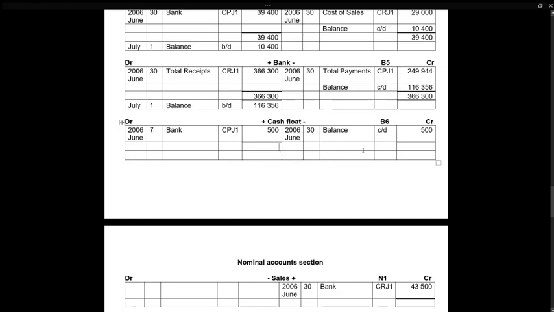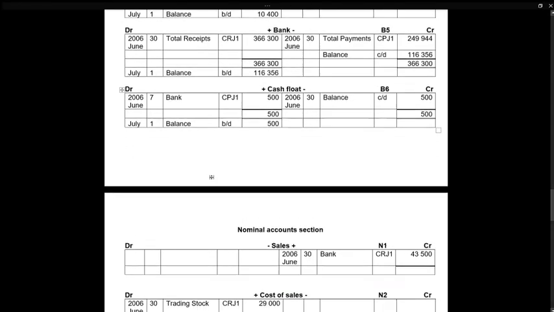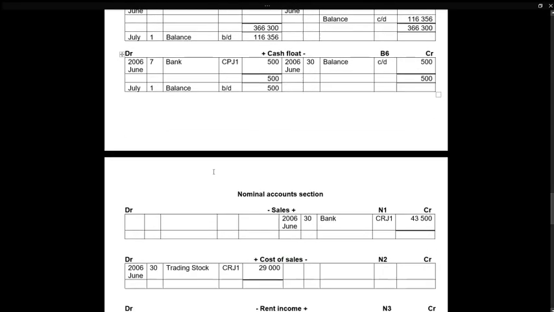So, to confirm that the two sides are equal, let's total them. 500, 500, my new opening balance will be 500. Opening balance is always brought down. Details will be balance. And my new opening balance date will be 1st of July, 1st of the new month. Okay, we are done with the balance accounts section.